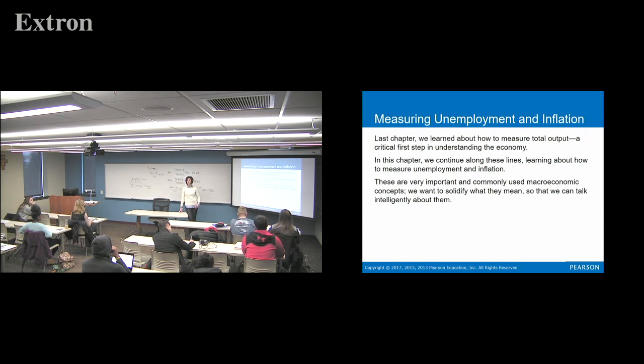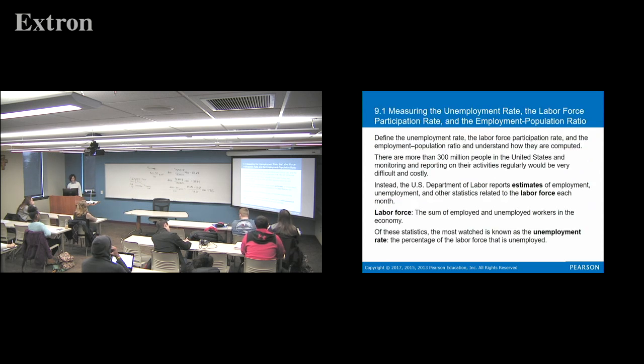So we learned about how to measure total output in chapter 8. And total output was definitely one indicator of how well our economy is perceived to be doing. So we're going to continue along those lines of measuring the success and current state of the economy by looking at unemployment and inflation. We have our ideas about unemployment, but this is eye-opening because there are some things we would not know otherwise unless we were talking about them in this class. There are more than 300 million people in the U.S., and monitoring and reporting activities for all of those people would be very difficult and very costly.